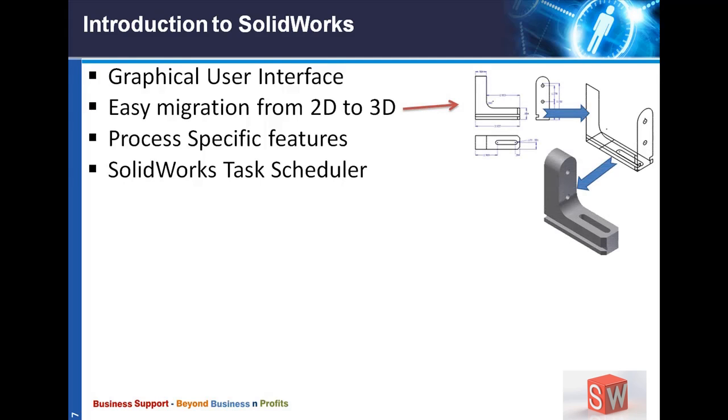The next one is easy migration from 2D to 3D. What is this about? A company has been using 2D software for a number of years, and now they want to shift from 2D to 3D. They will look for software where the conversion from 2D to 3D is as simple as possible. SolidWorks is capable of doing this process so simply. How? Definitely we will see in a later session.